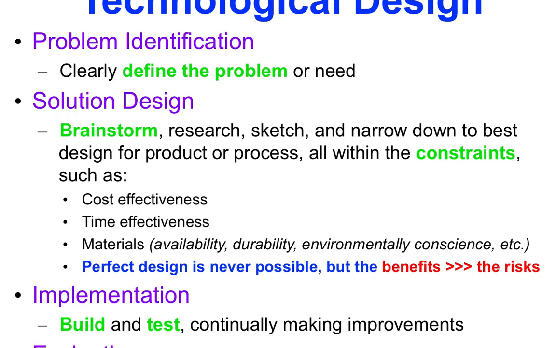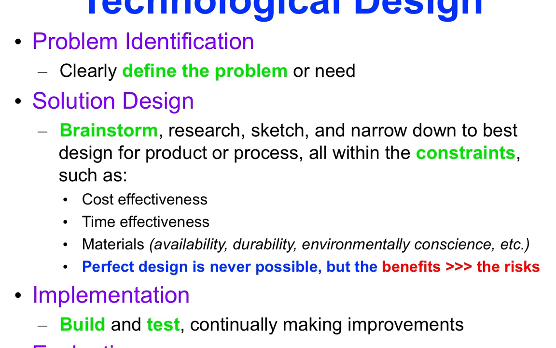The engineering design process can be slightly different for everybody, but it basically has these major components. Technological design will involve clearly identifying and defining a problem or a need, whatever the case may be. And then a solution: brainstorm, research, sketch, find something that you might think could be a resolution to this, all within the constraints of things.